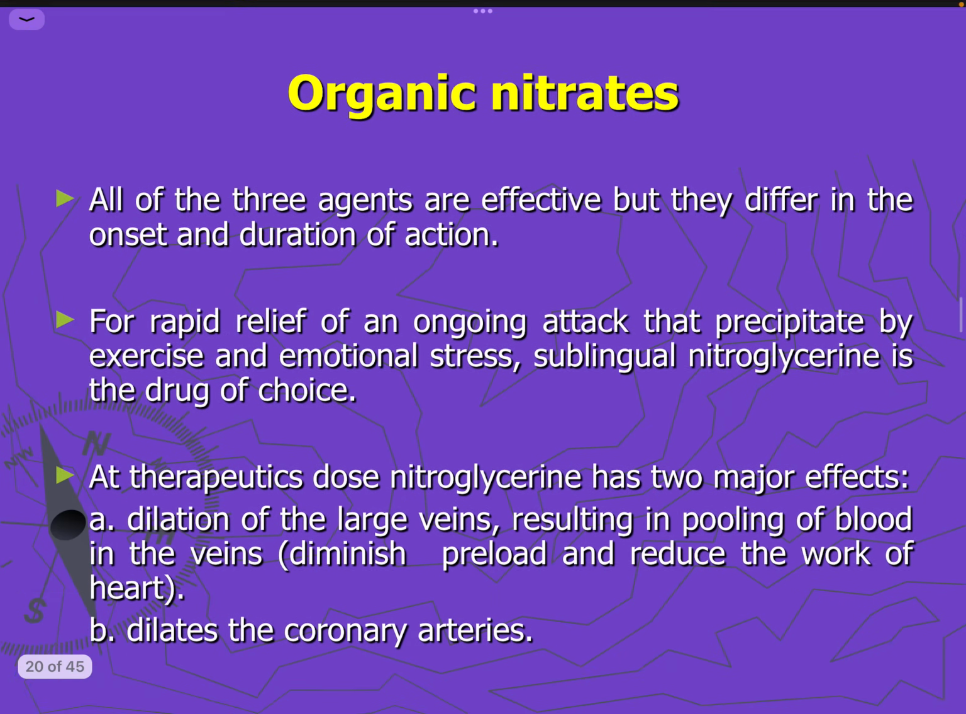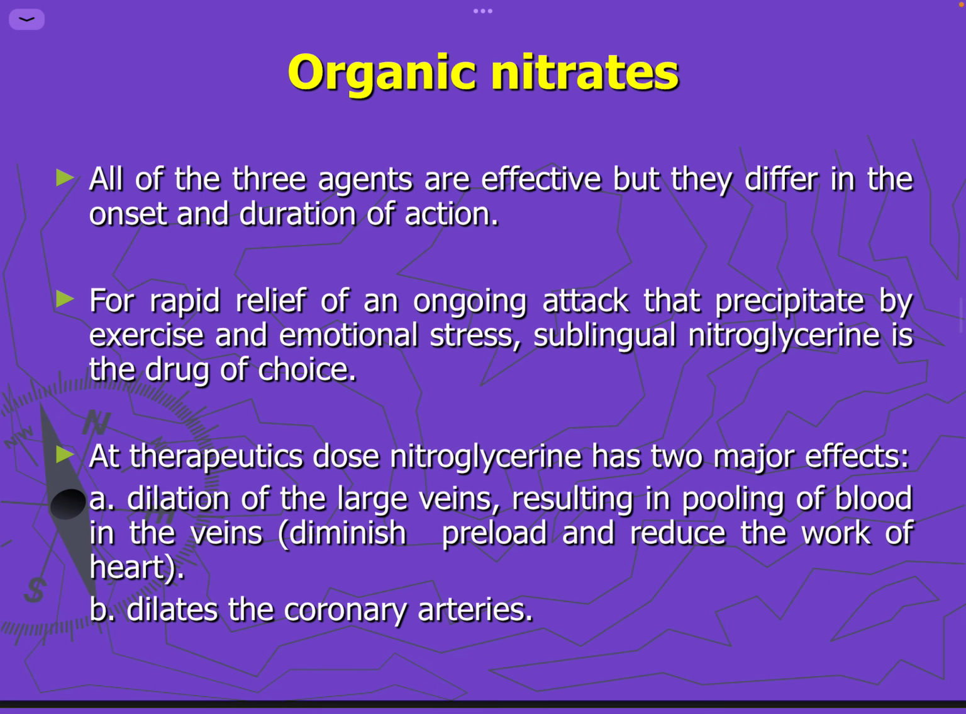Let's talk about this group in general. All of the 3 agents are effective, but they differ in their onset and duration of action. We talked about the rapid relief of an ongoing attack that is precipitated by exercise or emotional stress. We use sublingual nitroglycerin as the drug of choice.